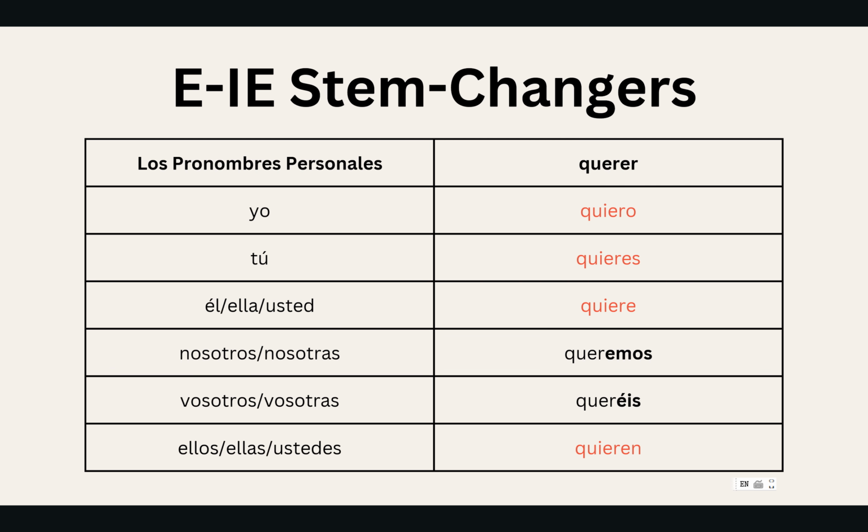Querer, to want. Yo quiero. Tú quieres. Él, ella, usted quiere. Nosotros, nosotras queremos. Vosotros, vosotras queréis. Ellos, ellas, ustedes quieren.